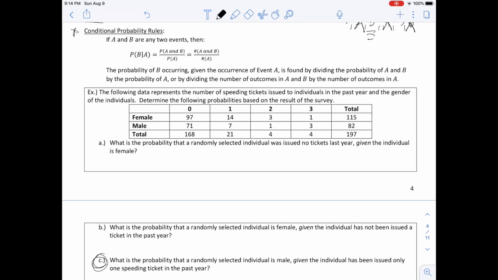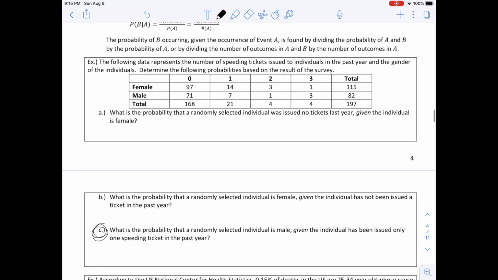So the next thing that we have is called the conditional probability rule. Definitely one of those formulas we need to know. It says if A and B are any 2 events, then the probability of B given A is equal to the probability of A and B divided by the probability of A. Or if we're counting items, it's going to be the number of times that A and B occur divided by the total times that A occurs. The probability of B occurring given the occurrence of event A is found by dividing the probability of A and B by the probability of A, or dividing the number of outcomes in event A and B by the number of outcomes in A.